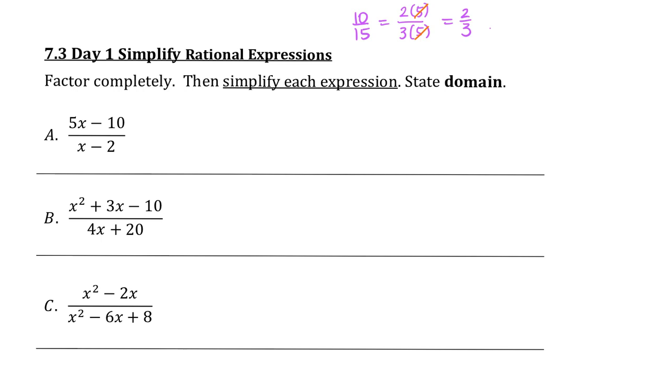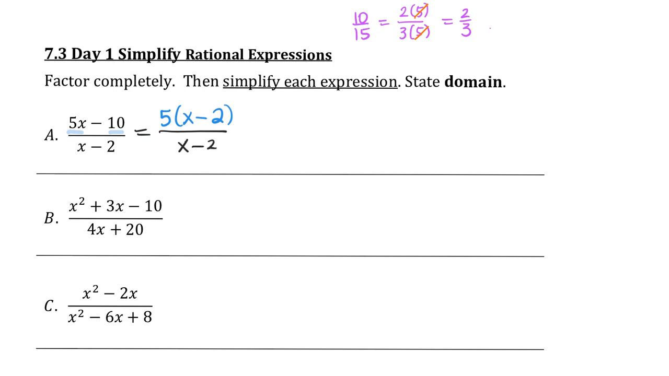A is not factored. So I'm gonna have to factor it. I see 5x and 10, and I know they both divide by 5. So I'm gonna put the common factor on the outside. This is 5 times x. 5 times 2 is 10. Okay, and the denominator, x minus 2. They don't have an x in common, they don't have a 1, so I'm gonna leave that one alone.